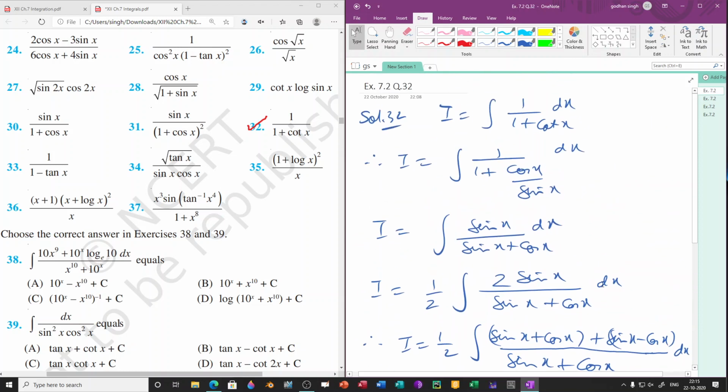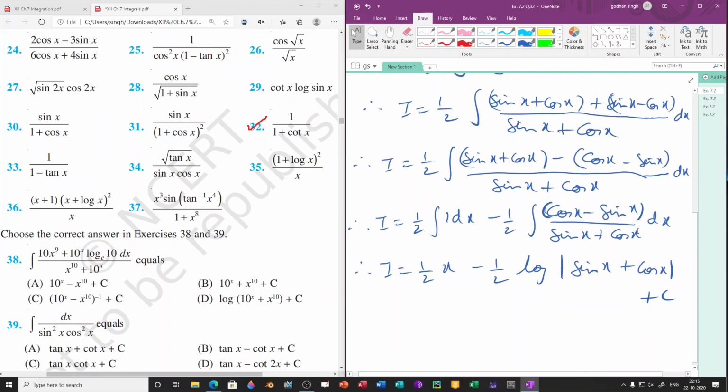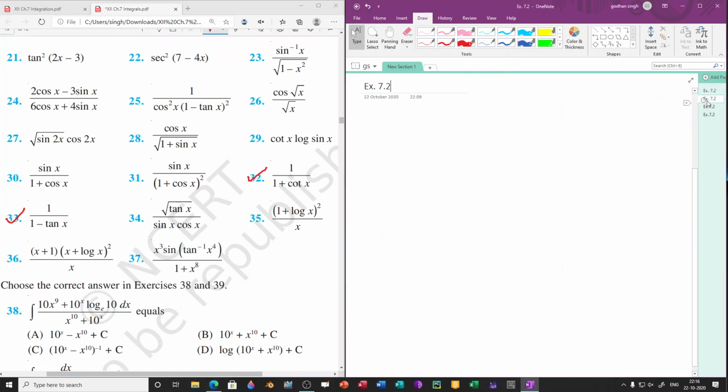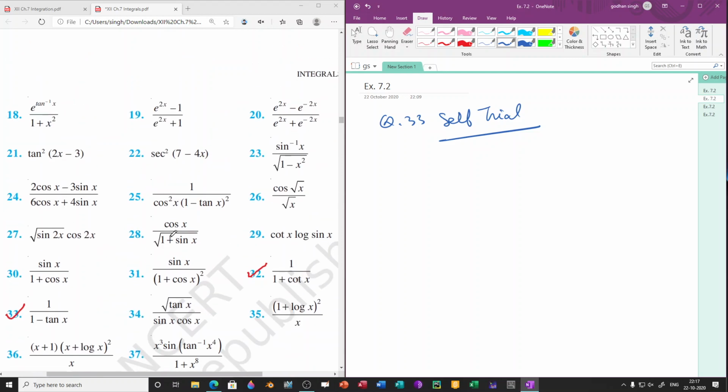This is a very important question, you must go through the steps, and this question has come many times in the board exam also, so it is extremely important. Now question number 33 is also to be done the same way as we have done question number 32. So question number 33 will be for self trial. You will do it on your own, following the same kind of steps as in question number 32. Of course, tan x has to be written as sin x by cos x, and whatever changes are required, you can do. And if you have any doubt, you can go through the solved example.